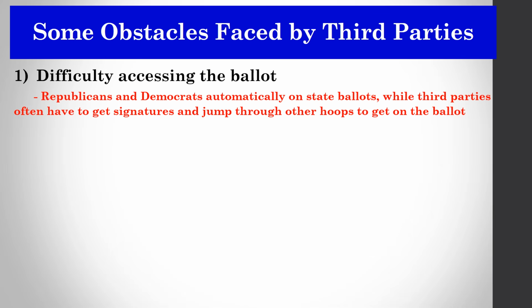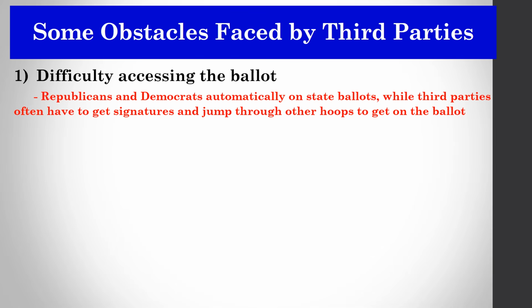So in most states, essentially, the rules will say you automatically get on the ballot if you're a Democratic or Republican candidate. So if the Democratic or Republican party nominates someone for the House or Senate, for example, they are guaranteed to appear on the ballot.